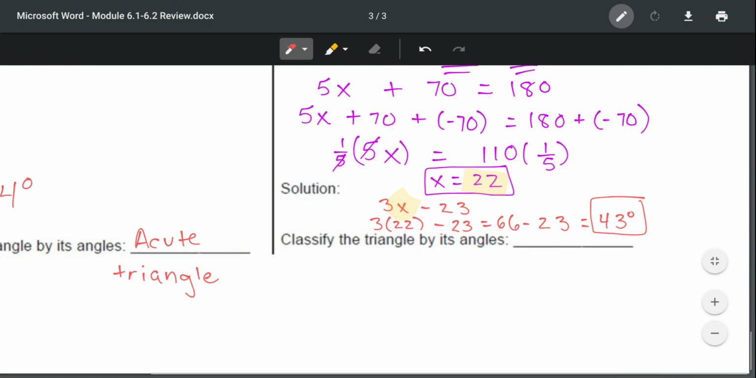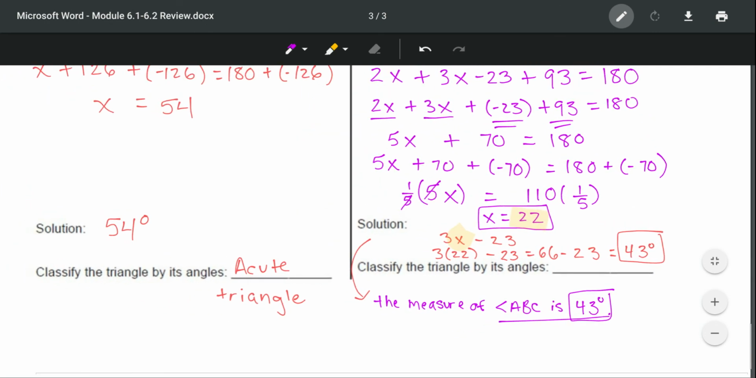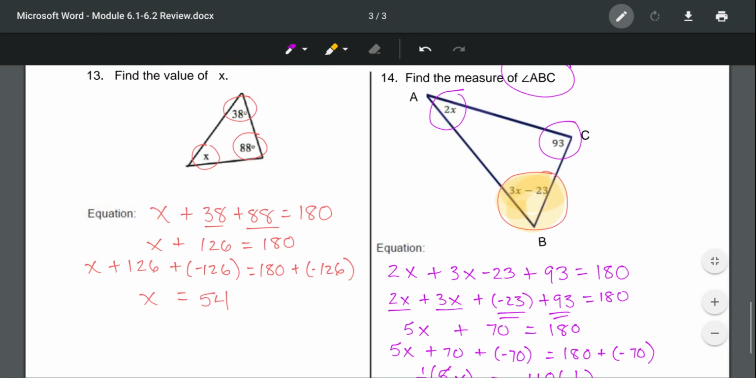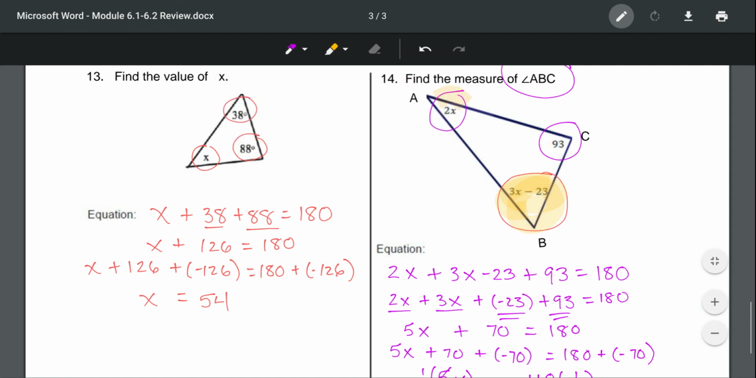Okay, so I'm going to continue down here since I ran out of room. So the measure of angle ABC is 43 degrees. Now that's what the question is asking me to find. So if you're on Illuminate, you would just write in 43. But to classify the triangle, I do need to figure out the other angle measurement. So I do need to go back and figure out what angle A measures.